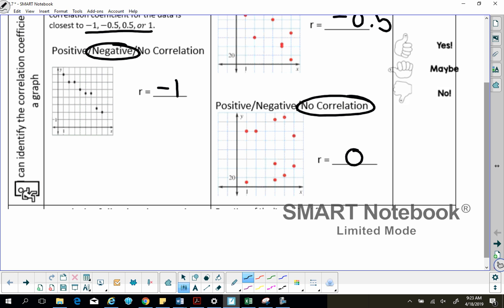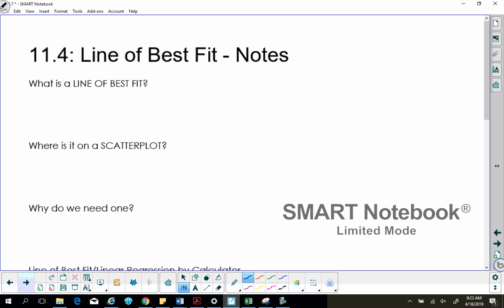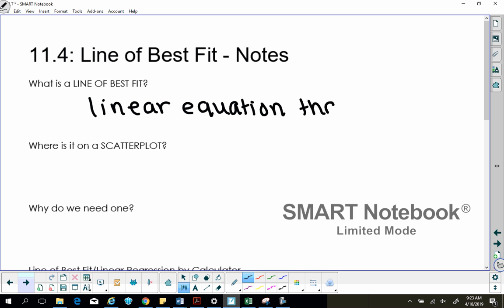Cool. So circle how you feel. Make sure you have this because part of your quiz is just making sure you have the correct answers. And then you're going to go to the same packet we started with today. Today we're doing line of best fit. So line of best fit is a linear equation that represents our data.